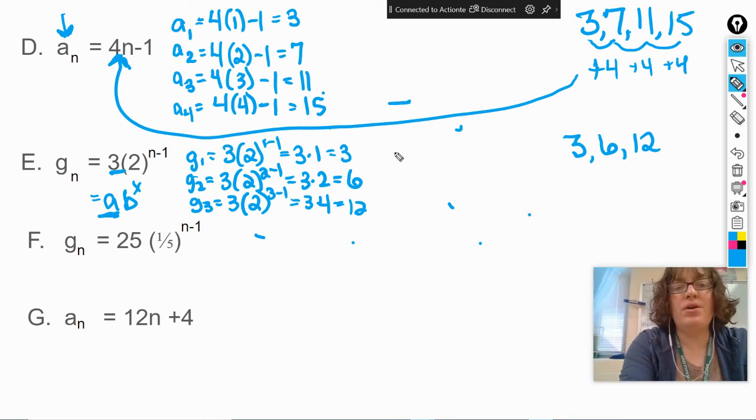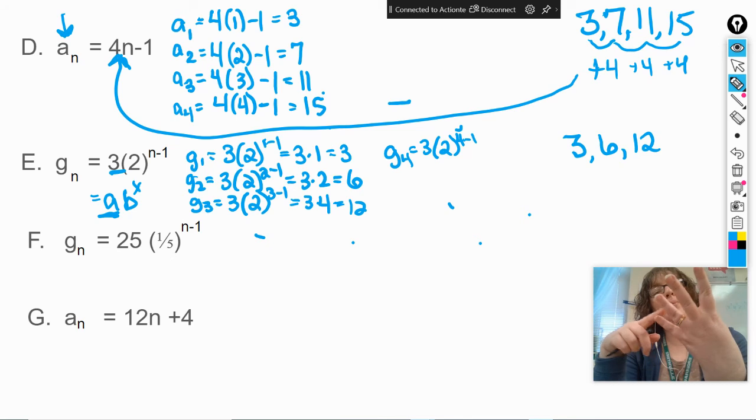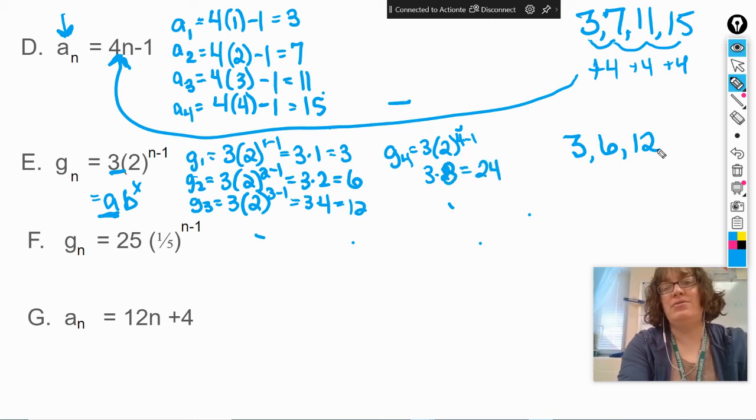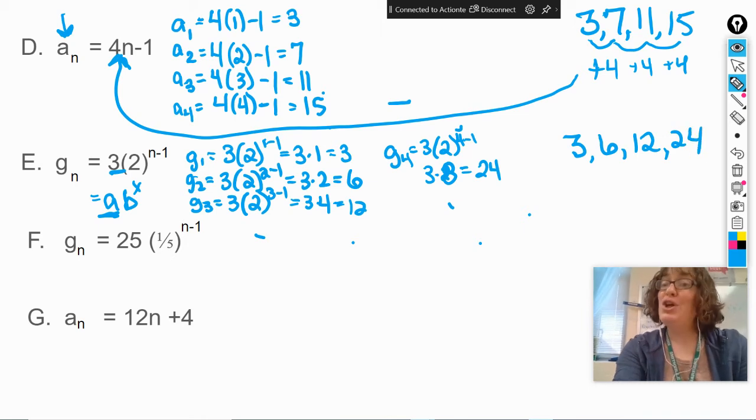Finally, looking for the fourth term, I'm going to find g sub 4, which is 3 times 2 to the 4 minus 1 power. So 4 minus 1 is 3. 2 to the third power is 2 times 2, that's 4, times 2 is 8, so I get 3 times 8, which is an answer of 24. So looking at this sequence, do you see that my pattern is multiplying by 2 each time?